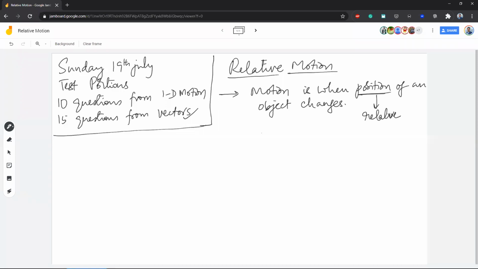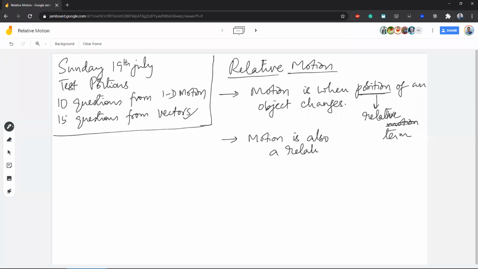For example, if I am sitting between two people, A to my right and B to my left, what is my position? I am to the left of A, I am also to the right of B. So my position is not a fixed thing. I'm not to the right of everybody, I'm not to the left of everybody. My position is defined with respect to whom the position is being expressed. Position is a relative term. And motion is when position of an object changes. It means motion is also a relative term.